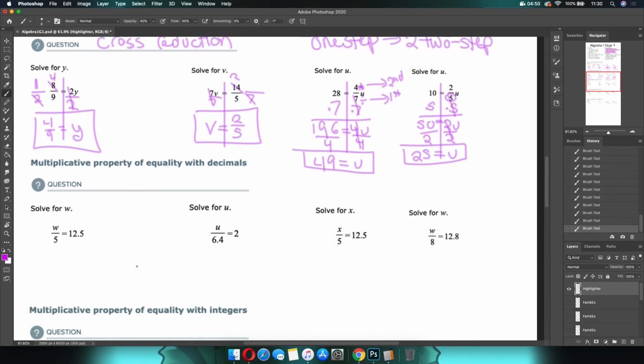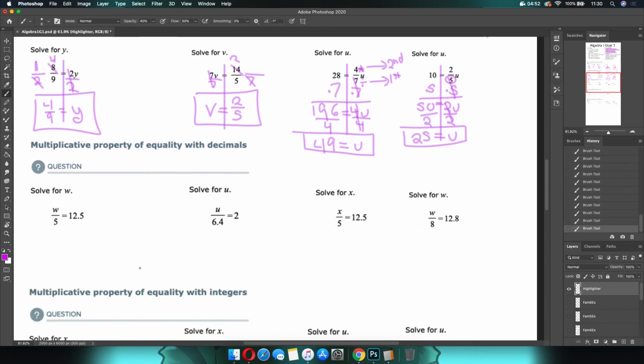Now let's look at our decimals. Again, we always want to make sure all of our skills are staying sharp. Just because we learned fractions in pre-algebra doesn't mean we forget about them. Just because we learned about decimals in pre-algebra doesn't mean that we forget about them. So, set up. We're going to multiply by 5, multiply by 5.